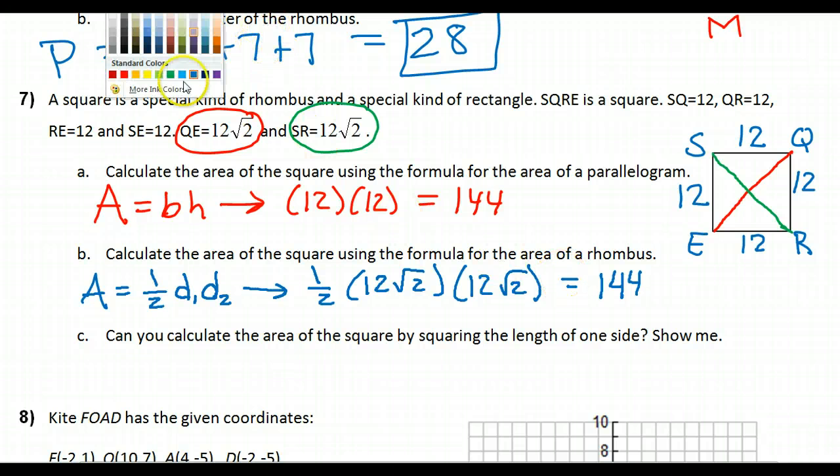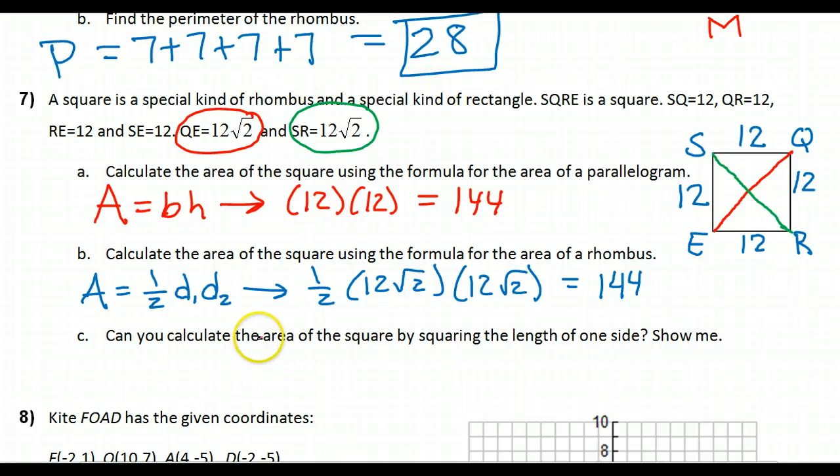But there's one more way to calculate the area of a square. When we did base times height, we did 12 times 12. For a square, will these ever be different?